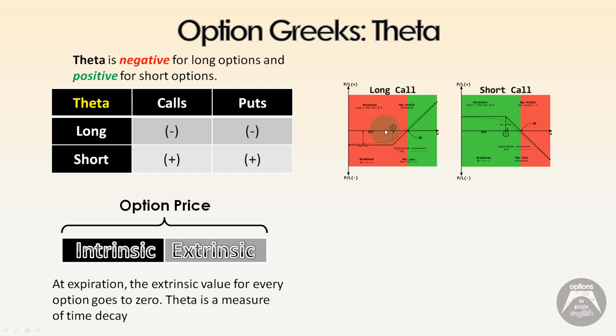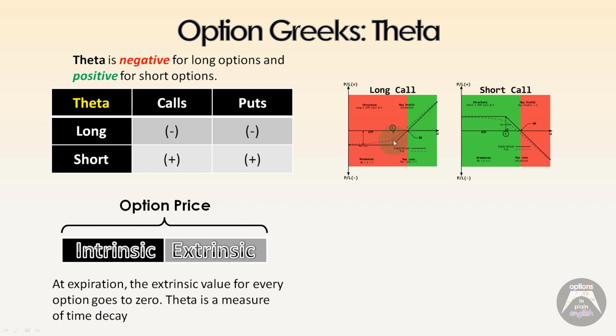If nothing changes and you start, let's say here, and you put a position in here, then as time passes, it's going to start going down and down and down until at expiration it's going to hit the P&L at expiration.